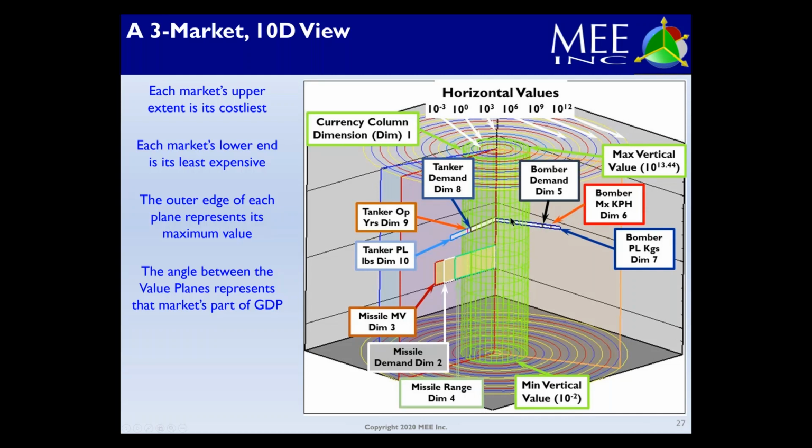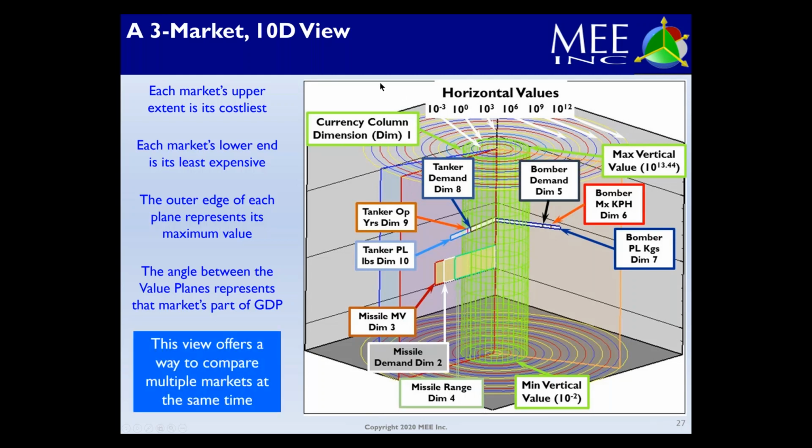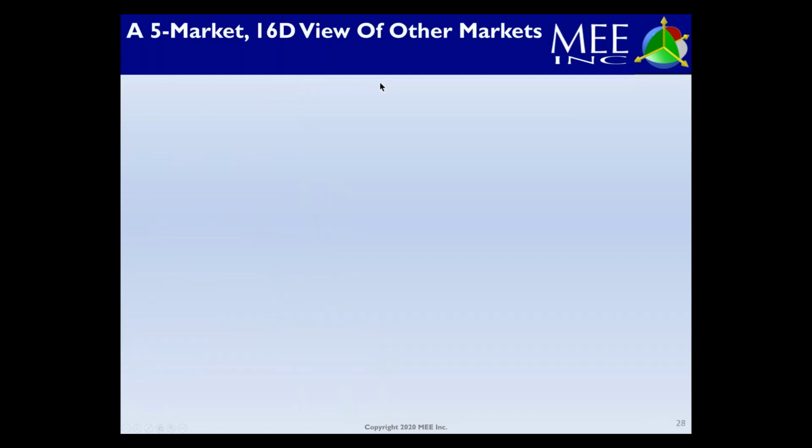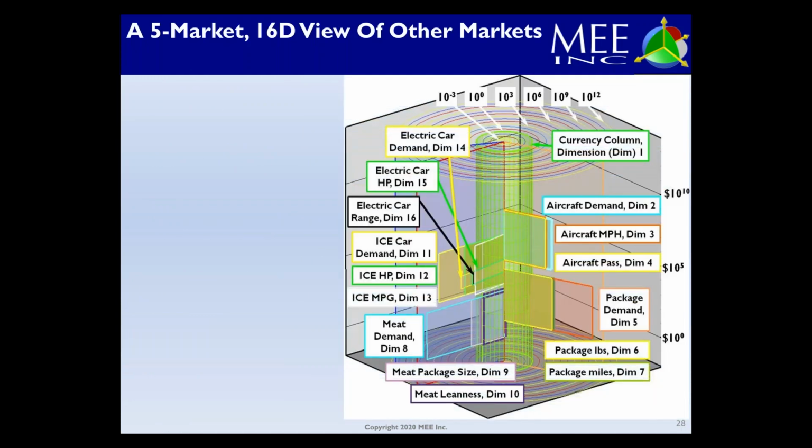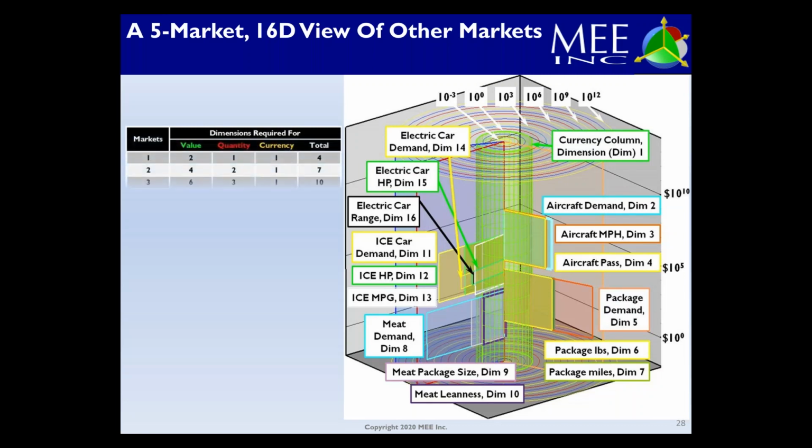Very importantly here, bombers, there were only a couple being built here, so the range from the top to the bottom wasn't very great, but we had a little bit more range in the tankers, and then their lateral extents came out as shown here. Now you're not seeing very much angularity between the planes here, so what we're going to do then is say, well, let's look at a 16D 5-market view of some other markets, and we can actually show some separation here.